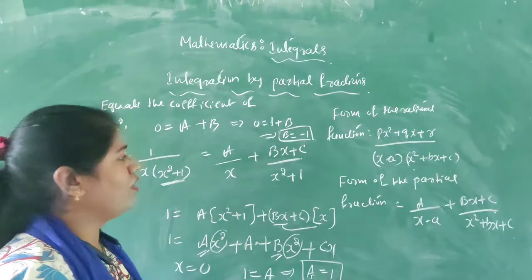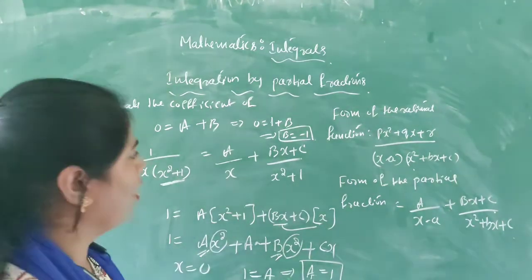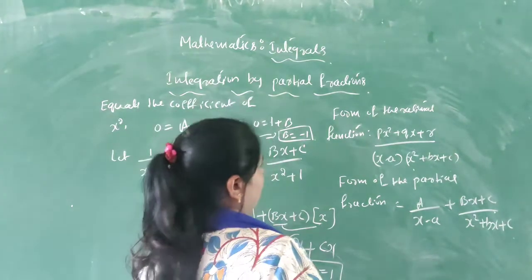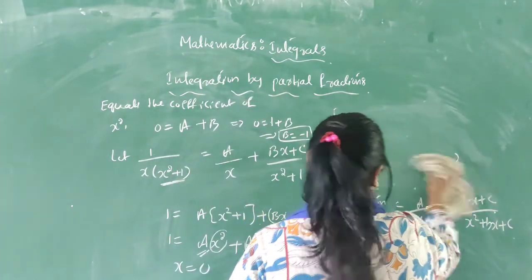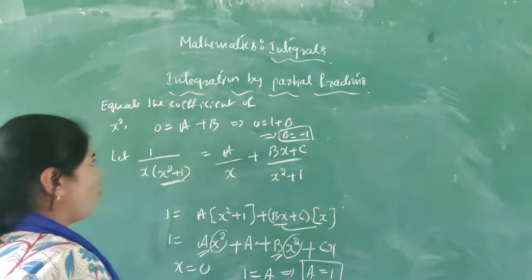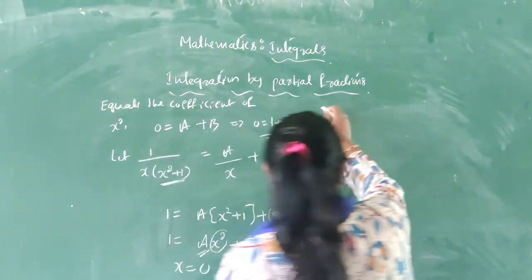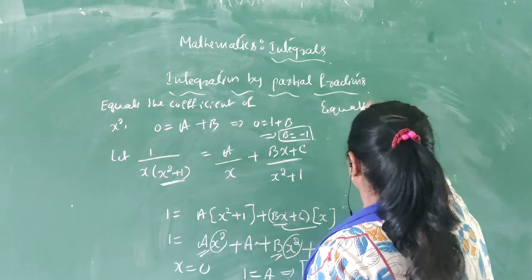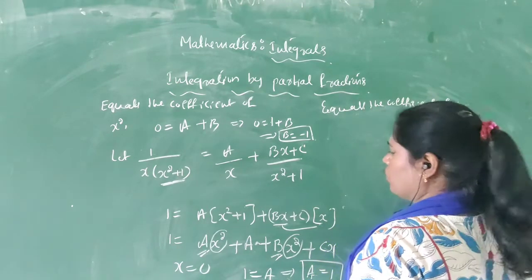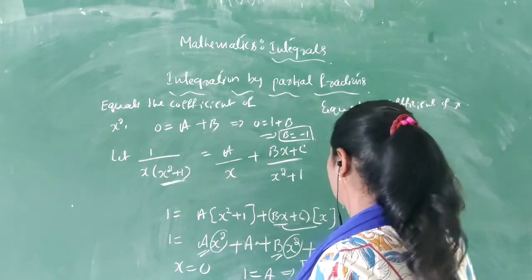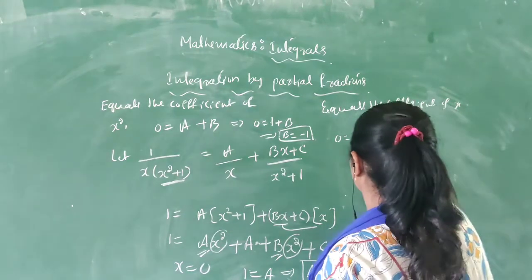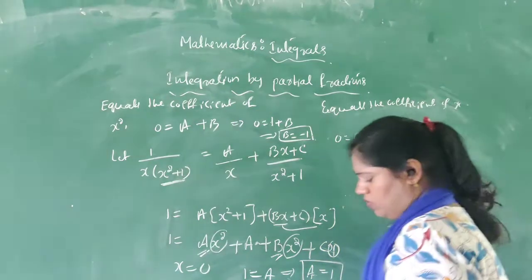Next, what else we have to find out? We have to find out the value of C. For that, we have to equate the coefficient of x. Okay. Next, we have to find out the coefficient of x. What is the coefficient of x? Equate the coefficient of x. So we have to check this one, 0. What is the coefficient of x? C. Okay, because x coefficient is C. So we have got C is equals to 0.